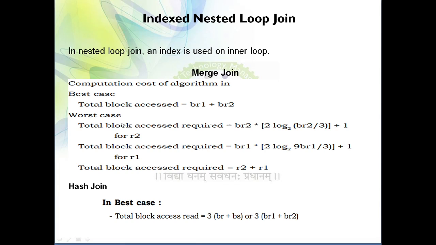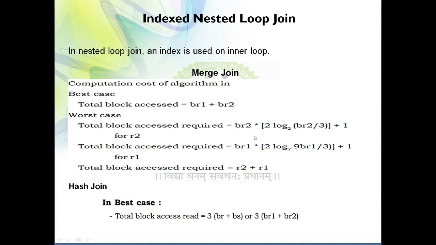Now in the worst case, what will be the formula? One change will be there in the merge join. A separate formula is used for relation R2 and a separate formula is used for R1, and then you are going to add them in case of the worst case. So how to calculate the total block accesses required for relation R2? BR2 into 2 log base 2 of BR2 divided by 3, plus 1. So this is the formula that you need to use.